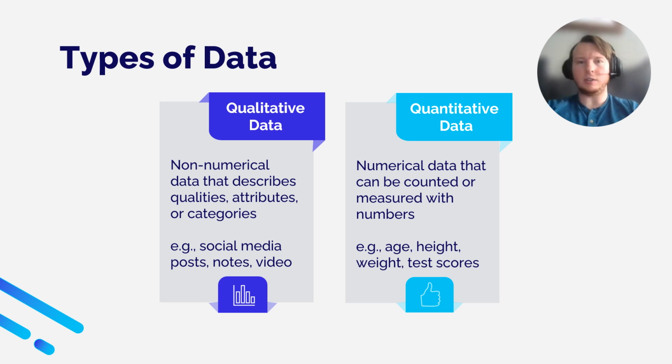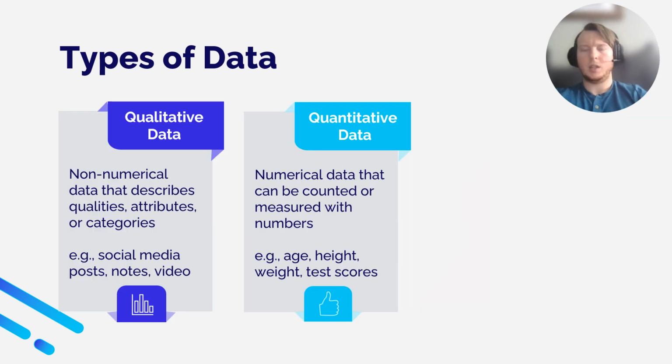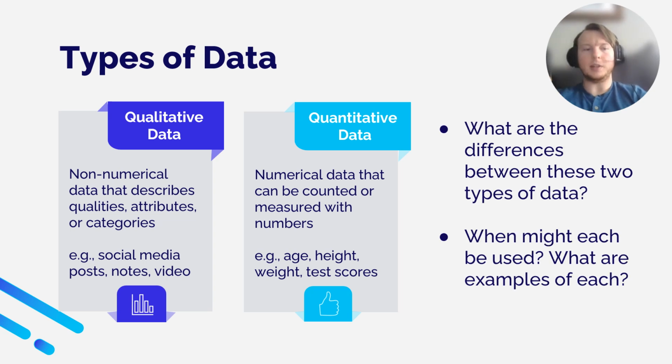Qualitative data, on the other hand, is often used for questions like why and how. Examples might include hair color or favorite movie genres or types of pets. We followed this up with a brief student discussion about the differences between the two types of data and when each one might be used.